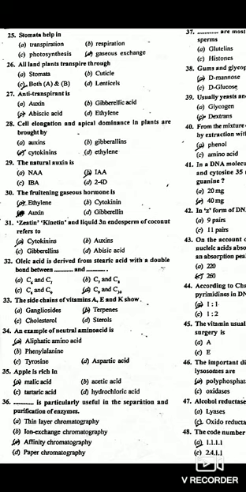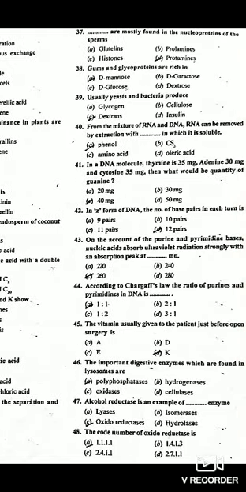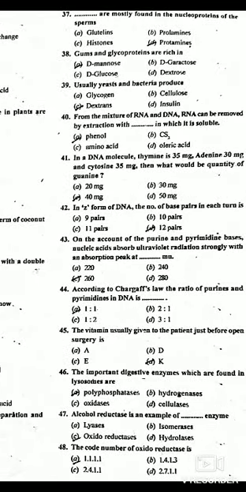32, oleic acid is derived from stearic acid with a double bond between dash and dash, carbon number 9 and carbon number 10, option D. 33, the side chain of vitamin A, E and K show terpenes, option B. 34, an example of neutral amino acid is option A, aliphatic amino acid. 35, apple is rich in malic acid, option A. 36, dash is particularly useful in the separation and purification of enzyme, option C, affinity chromatography. 37, dash are mostly found in nucleoproteins of the sperm, option D, protamines. 38, gum and glycoprotein are rich in option A, D-mannose. 39, usually yeast and bacteria produce option C, dextrans.